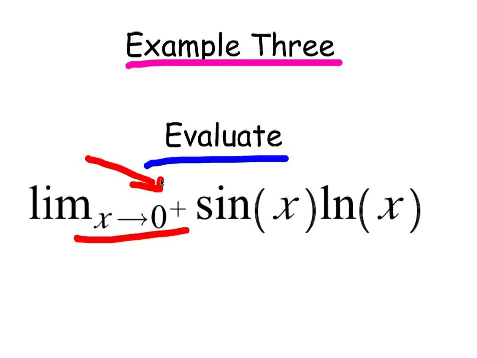Now, we have an interesting example here because we have a limit coming from the right, okay? It's only from the right. It's not from the left. Keep that in mind as we evaluate this limit. And then we have an interesting fusion function, I would say, because we're putting together a trig function, sine, and a transcendental function, ln of x. Putting all that together, and we're going to see why we need to use L'Hôpital's rule.